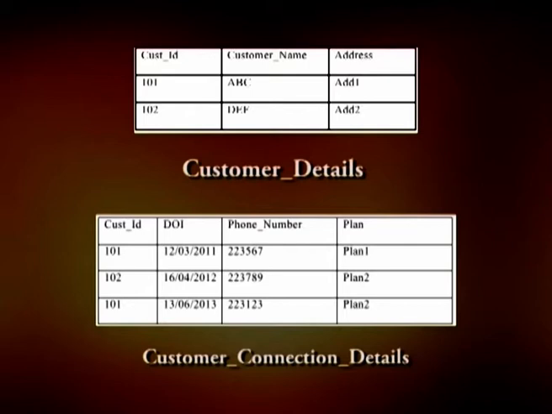Thus, the ER model would tell us that customer is an entity and each phone connection for that customer is also an entity, and the relationship between the customer and the phone connections is a connection. Diagrams drawn for designing these entities and relationships are called entity relationship diagrams, or in short we say ER diagrams.